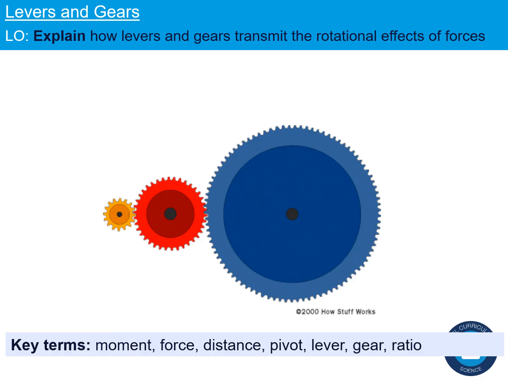So I said that gears can be used to change both the speed and the direction, but what happens if you want to change the speed but not the direction? In order to do that, we just have to use more gears. In this example, if we rotate the yellow gear anti-clockwise, we know that the red gear will rotate clockwise. If the red gear rotates clockwise, then the blue gear will rotate anti-clockwise. So in this example, the yellow and the blue gear will rotate in the same direction, but because they've got a different number of teeth, they will still have a different speed.